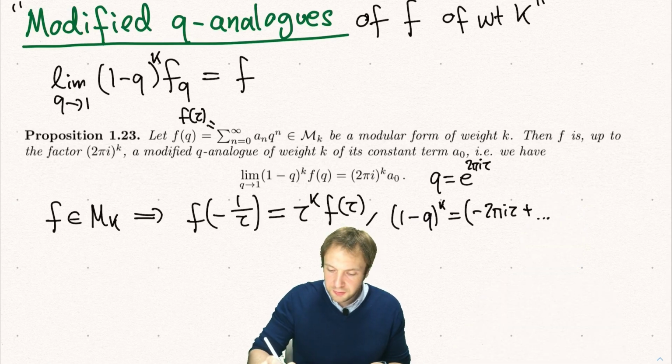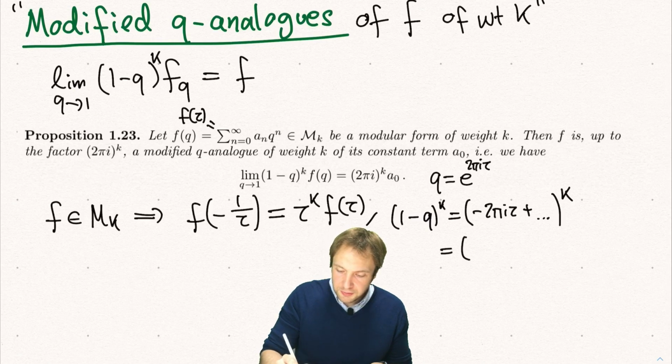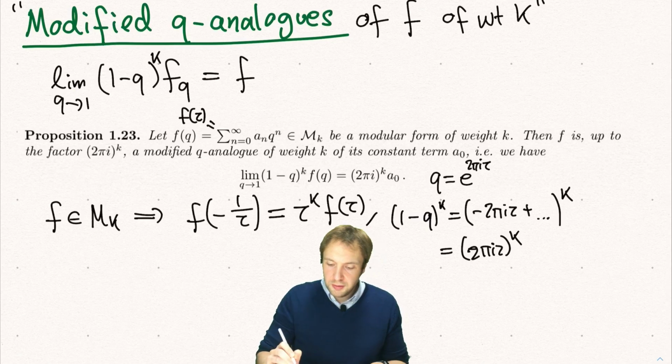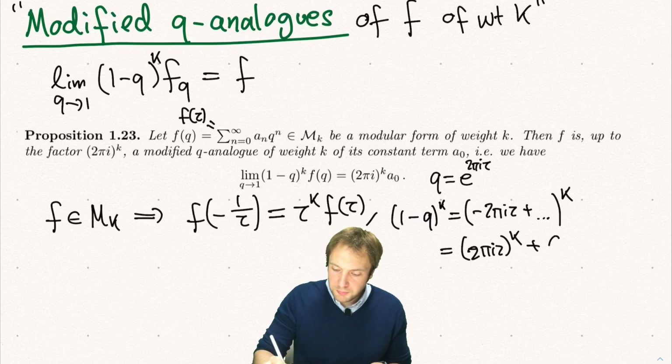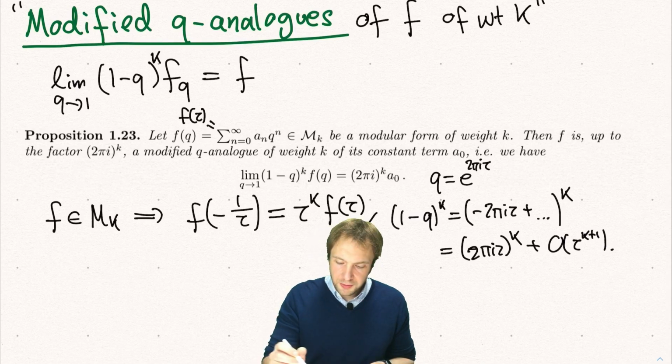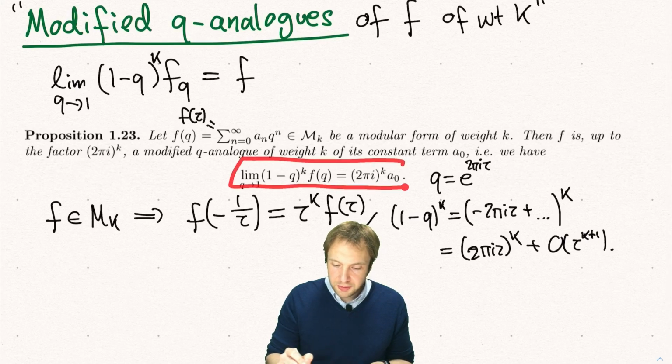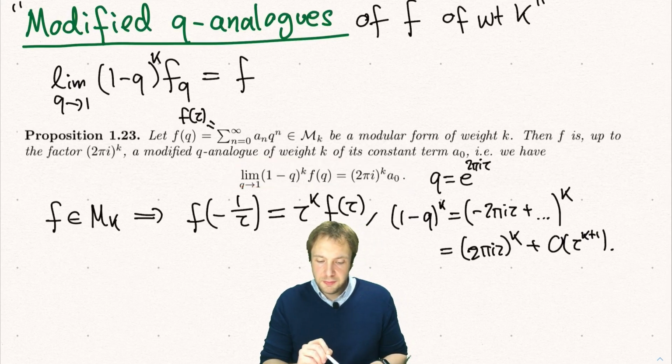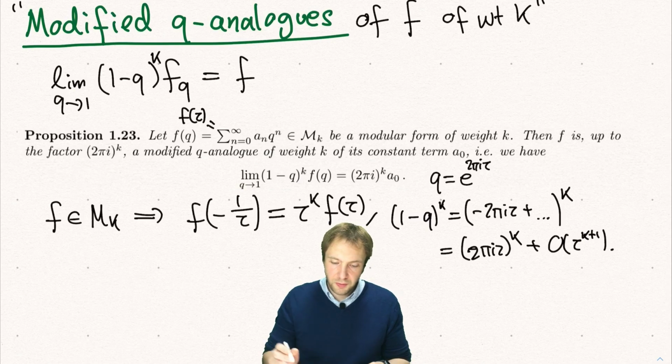Let's do it like this. So this I raise to the power k. So this will give something to the power k plus, and then higher powers of tau. Okay. So now let's see why we get this limit here using these two things.